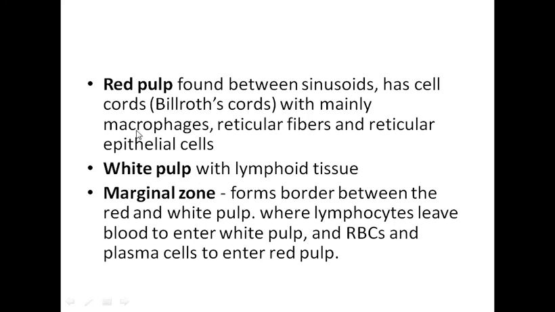Demarcation zone होगा of the red and white pulp, and in this zone we can see the lymphocytes. They are leaving the blood to enter the white pulp, and RBCs, they are entering the red pulp. Means इस वाली जगह पे आके, मार्जिनल जोन पे आके, cells will decide in which region to enter, right? जो lymphatic, ये lymphoid से related cells हैं, lymphocytes and all, they will enter the white pulp region. और जो red pulp के cells हैं, red blood cells, रेटिकुलर सेल्स एंड ऑल, वो रेड पल्प की तरफ चले जाएंगे. ठीक है.